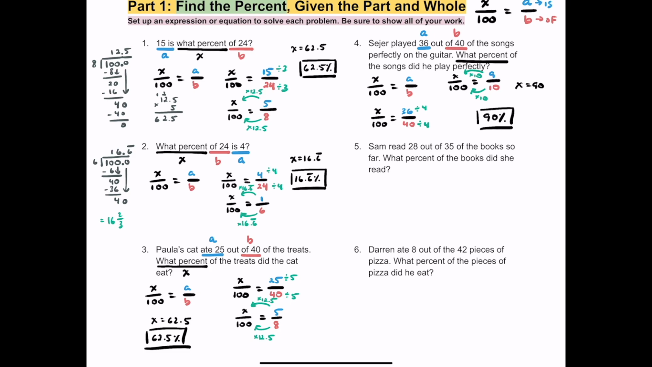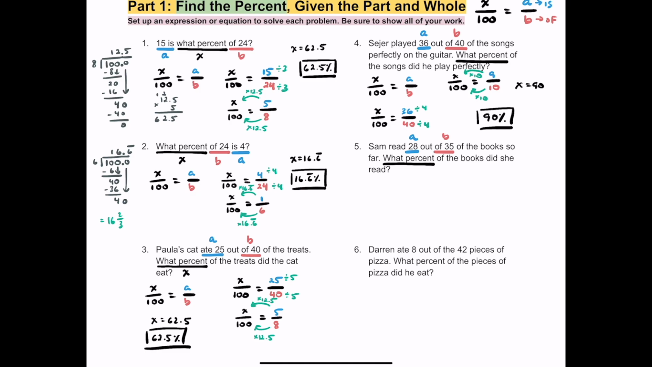Okay, number 5, Sam read 28 out of 35 of the books so far. What percent of the books did she read? Okay, so the part here is going to be 28. She read 28 of them, and out of 35, so it's of 35. Hopefully you're starting to see that pattern a little bit better, and it says what percent again. So surprise, surprise, this is consistent with before.